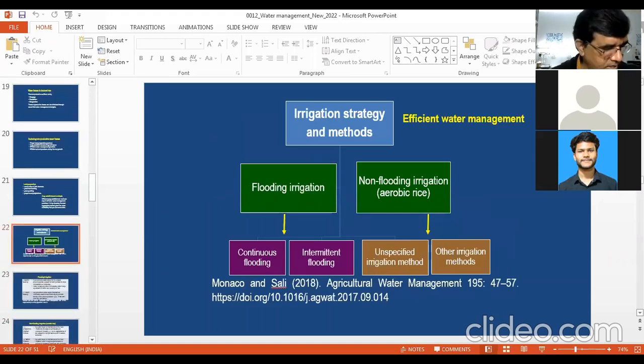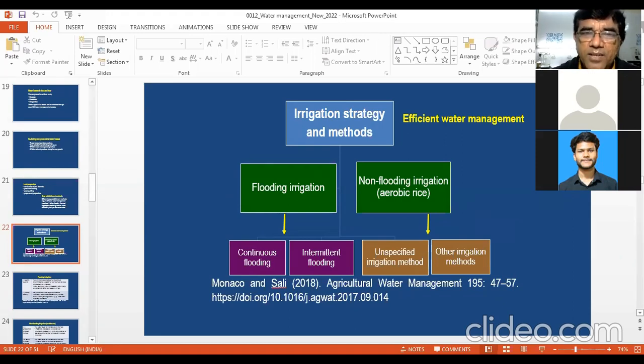Now let's see what the different irrigation strategies and methods are. This is overall what you can see, different irrigation methods in rice, and these are for efficient water management. Number one, you can see in green, flooding irrigation and non-flooding irrigation.